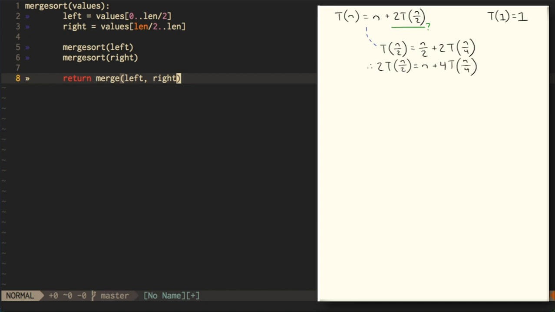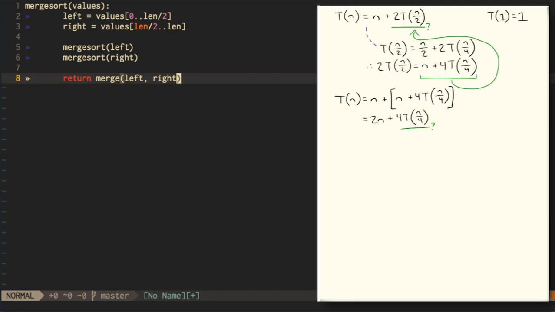Now that we know what 2t of n over 2 is, we can substitute that back into this original equation, and that'll give us the time to do the merge sort on n plus 4t of n over 4, or the time it takes to sort a quarter of the data. This simplifies to 2n plus 4t of n over 4. So now we have an expression in terms of n and the time it takes to sort a quarter of the data. But how long is that?